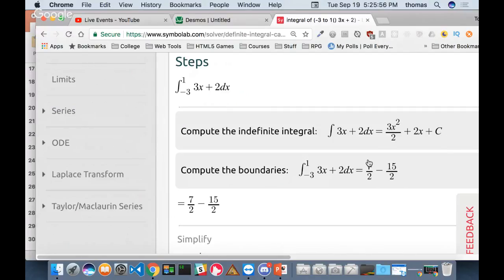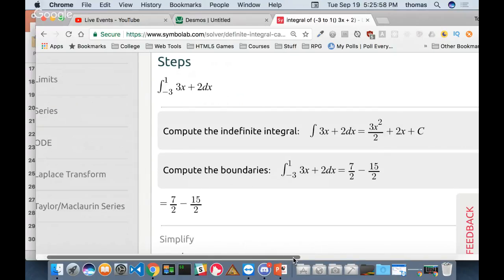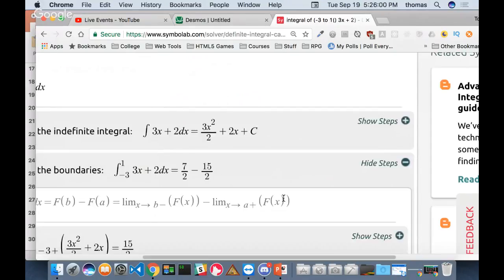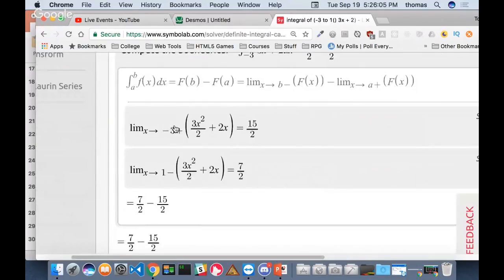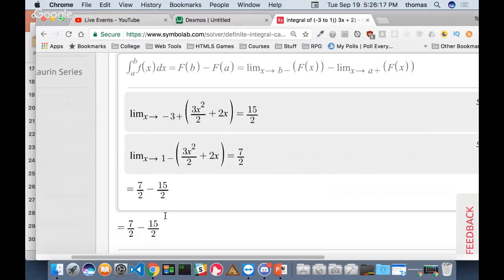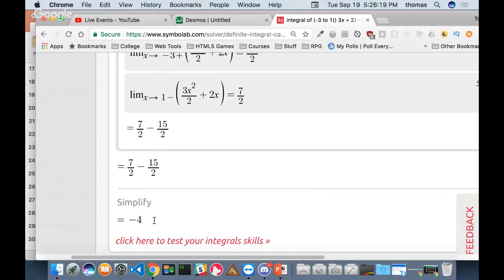And notice when it figured out the boundaries, I bet you they can break this out into different parts. Here's the steps for this. It's exactly what I told you. It takes the first one, substituting in a 1, and then you get the second one, substitute in a -3, and you're going to get a value, some 7 over 2 minus 15 over 2, which is going to actually equate to -4 at the end.